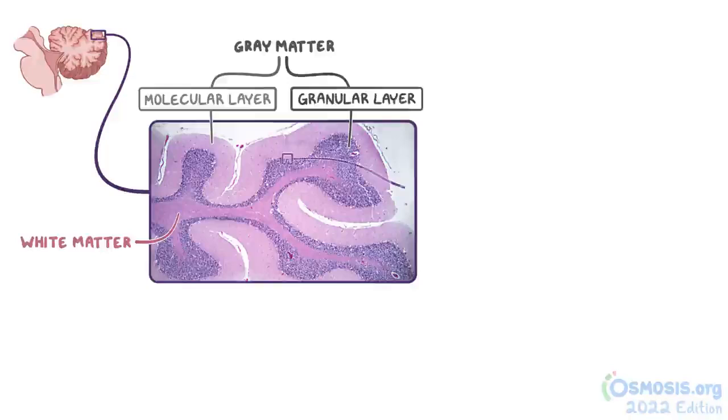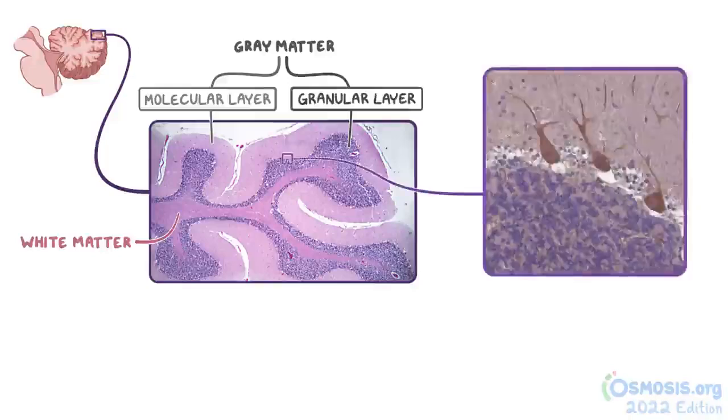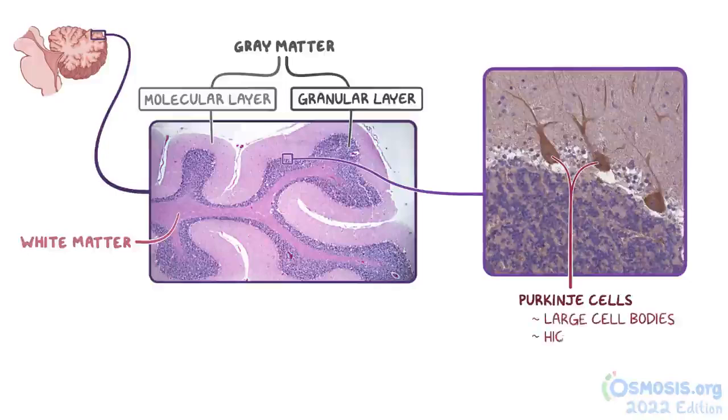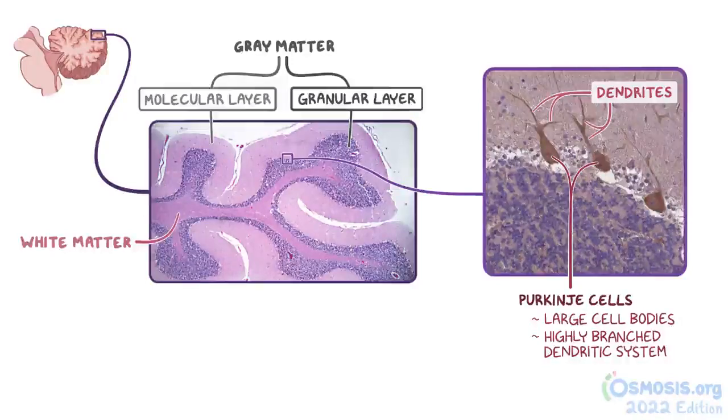If we zoom in closer to the border of these 2 layers, we can see that it actually has 3 layers because of a single layer of neurons called Purkinje cells that sit between the upper molecular layer and lower granular layer. Immunostaining was performed on this section of tissue in order to see the Purkinje cells more clearly by staining them dark brown. These neurons have very large cell bodies with a highly branched dendritic system that extends into the molecular layer and an axon that extends down through the granular layer, which is often hard to see even with immunostaining.